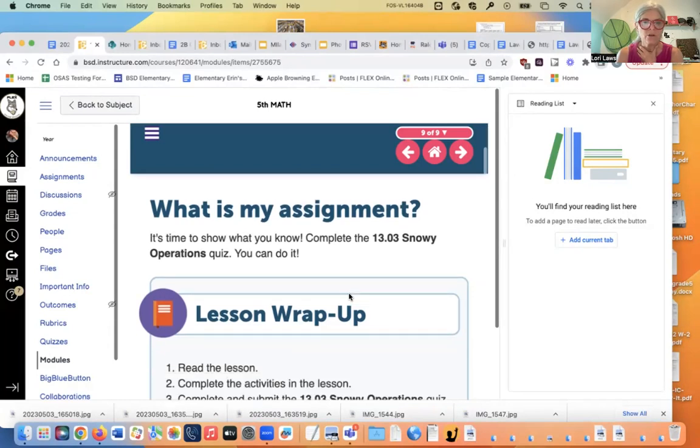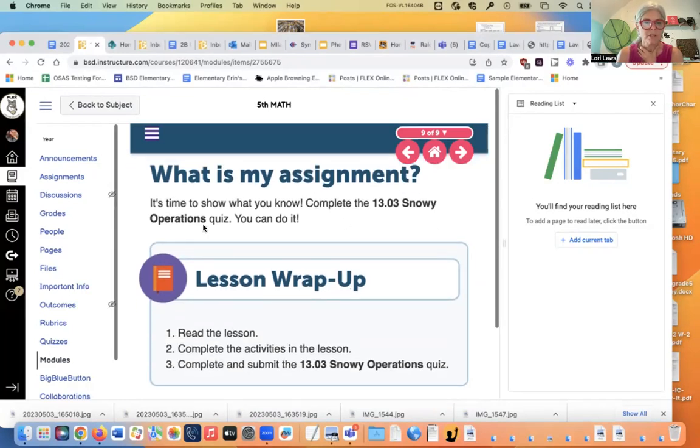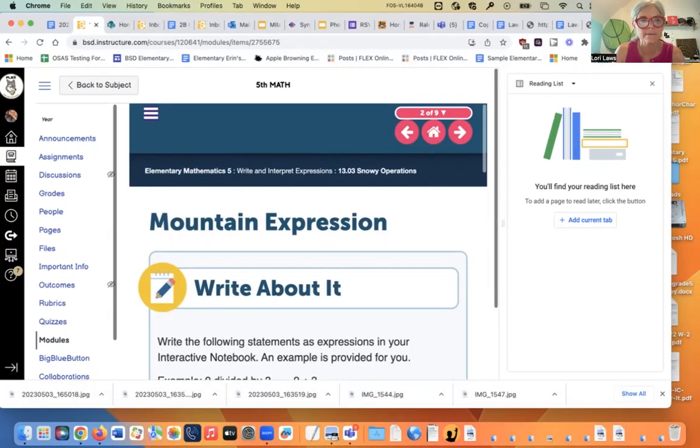At the end of it, you're going to complete the Snowy Operations quiz. So this one has a quiz at the end. You're going to read the lesson, complete the activities, and then do the quiz tomorrow. So let's get back into the lesson and take a look at what we're learning on this lesson.